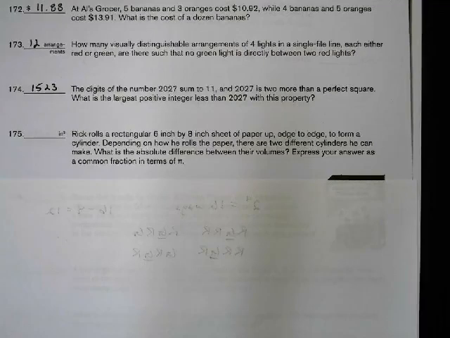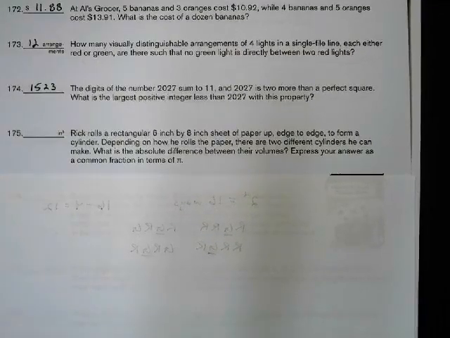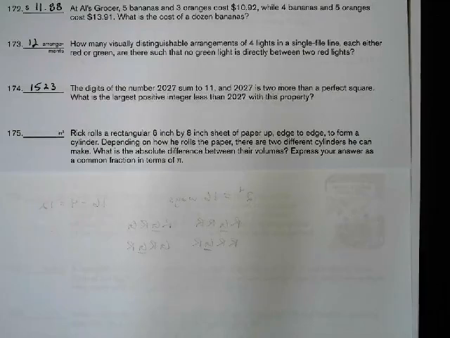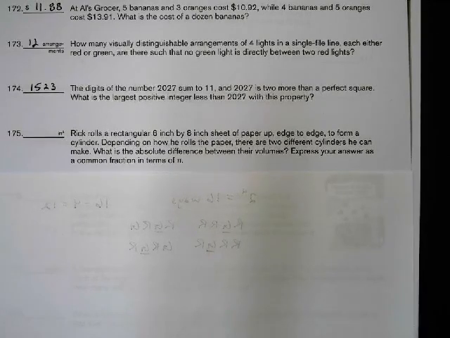All right, Rick rolls a rectangular 6-inch by 8-inch sheet of paper up edge to edge to form a cylinder. Depending on how he rolls the paper, there's 2 different cylinders he can make. What is the absolute difference between their volumes? Express your answer as a common fraction in terms of pi. All right, so he's got 2 different ways to do this.